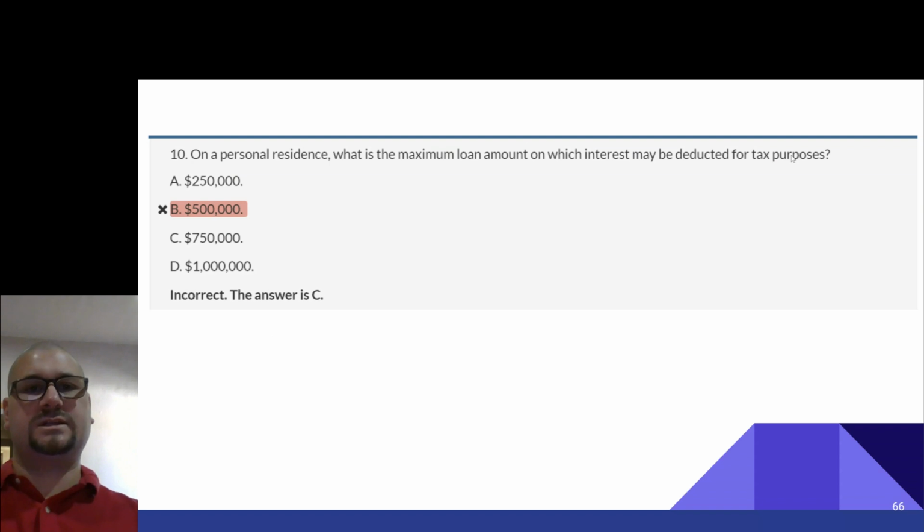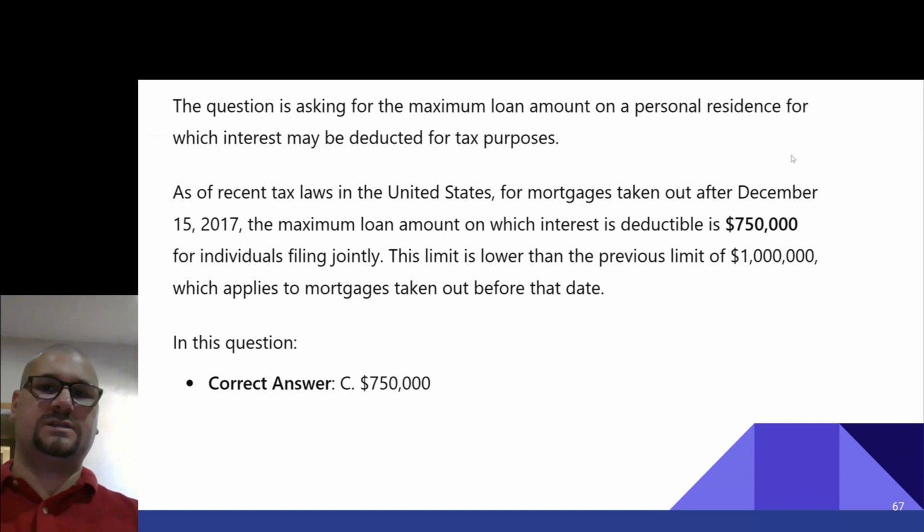On a personal residence, what is the maximum loan amount on which interest may be deducted for tax purposes? As of recent tax laws in the United States, for mortgages taken out after December 15, 2017, the maximum loan amount on which interest is deductible is $750,000 for individuals filing jointly. This limit is lower than the previous limit of $1 million, which applies to mortgages taken out before that date.